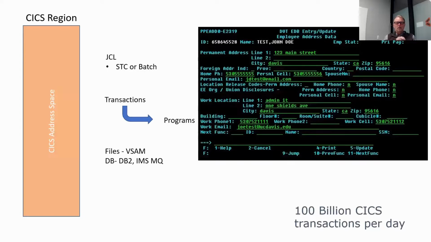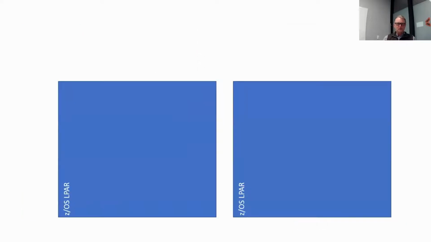So CICS is very important. There are 100 billion CICS transactions a day. Virtually every credit card transaction, all of the airline reservation systems, just many, many different types of use of CICS, obviously, but billions of transactions are operated every single day. Very important.